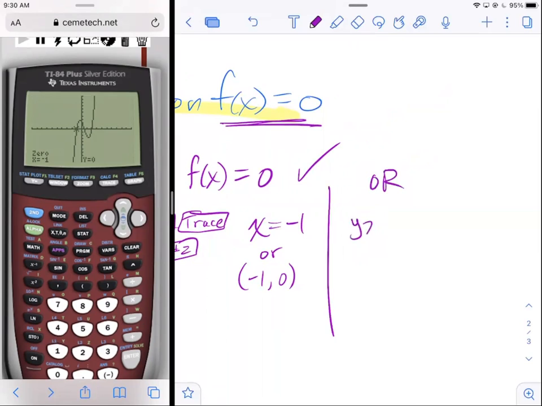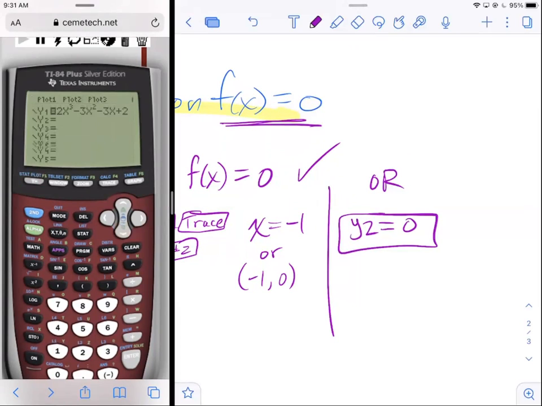Go back to y equals, and in Y2, graph 0. And hit graph. Now, if you have a color calculator, you're going to see a nice red line come across the x-axis. Mine is black and white, so I don't see anything. But I physically graphed the x-axis, y equals 0. Now, why would I want to do that? Well, because your calculator can find points of intersection between 2 equations or 2 graphs faster than it can find roots or zeros of one graph.